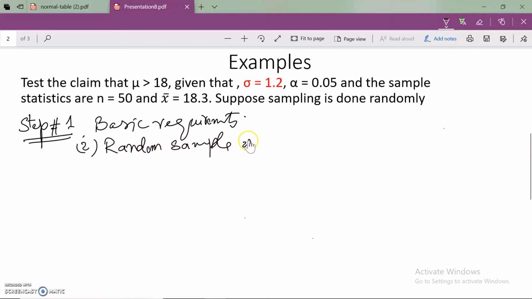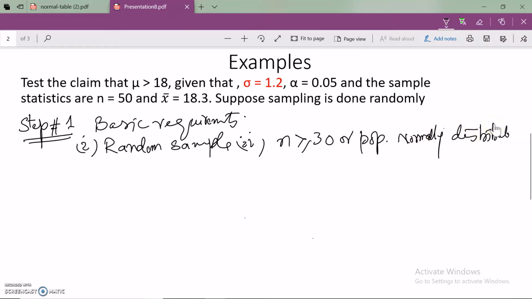And number two, either the sample size n was greater than or equal to 30, or the population was normally distributed. These are the two basic requirements we learned, right? So what I'm going to do now, I'm going to check whether these two basic requirements are met or not, right? Without these basic requirements, we cannot start the hypothesis test.